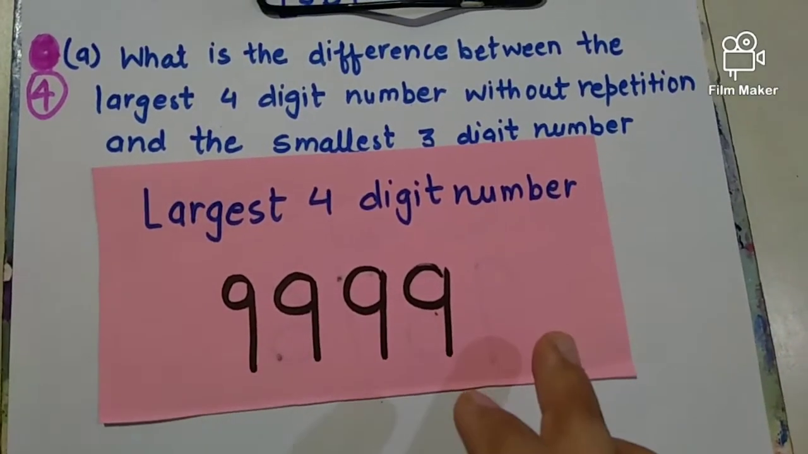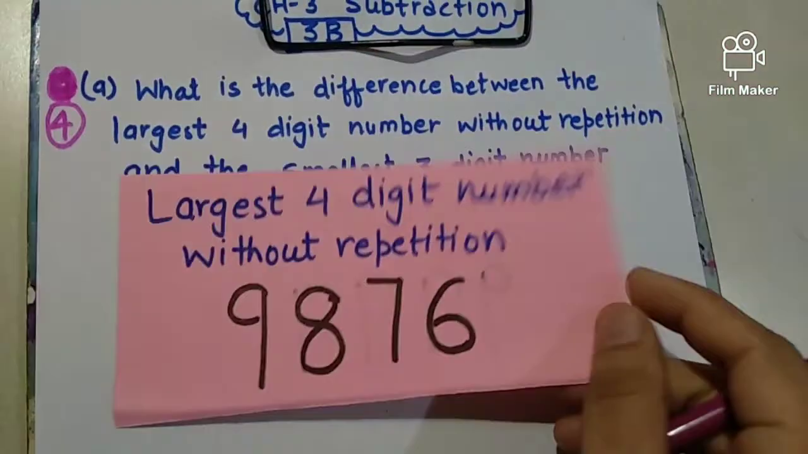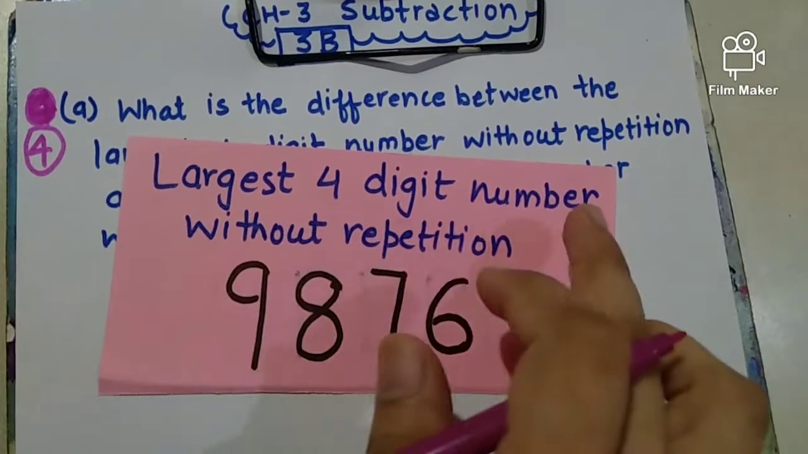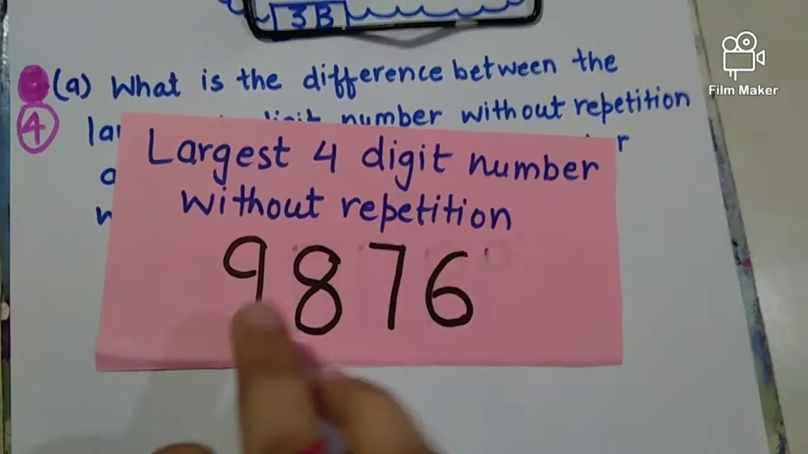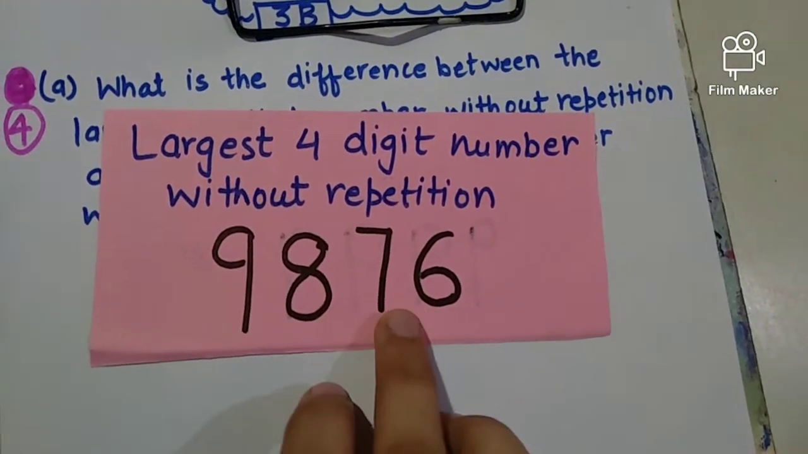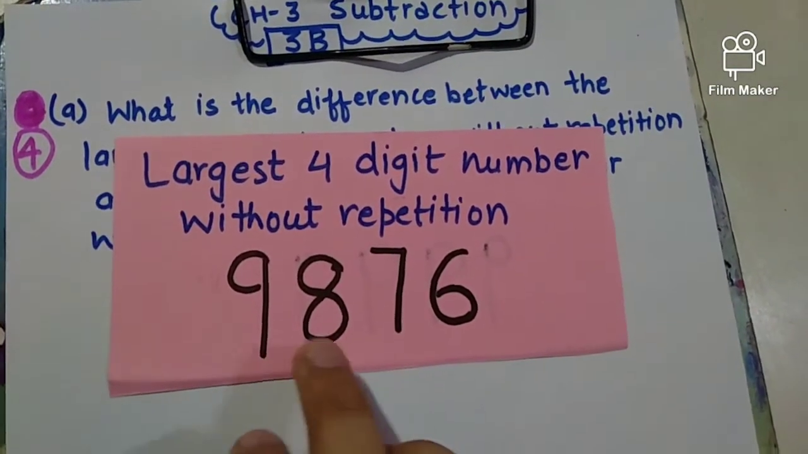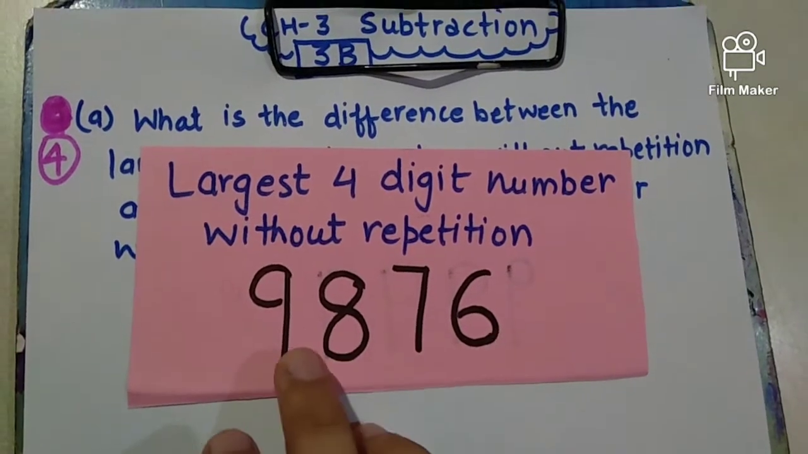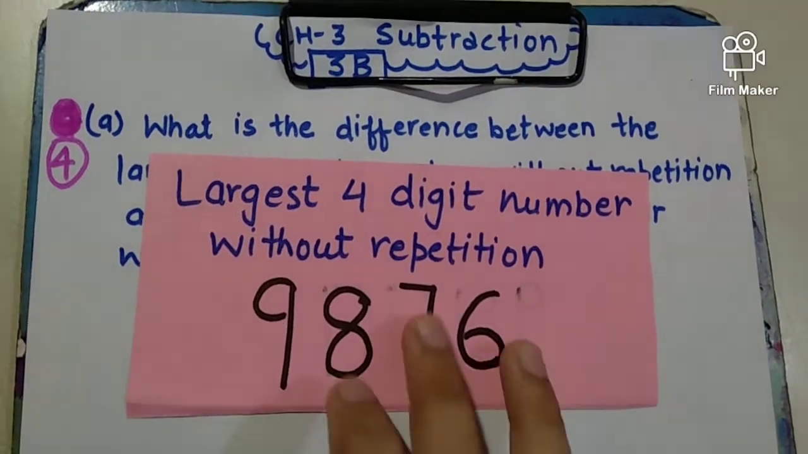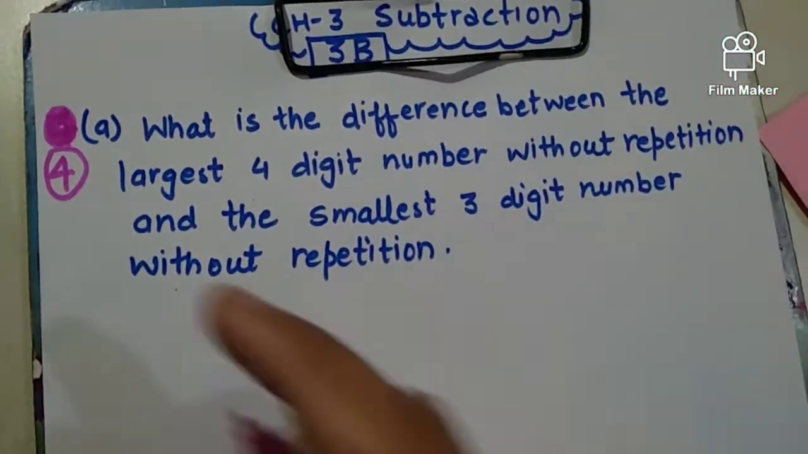ये नंबर अपने आप को रिपीट कर रहा है. So we don't need this number. We need a number that is not repetitive. So we have a number, the largest 4-digit number without repetition. So here is our number, 9876. This is not repetitive. इसमें कोई भी डिजिट रिपीट नहीं हो रही है, तो ये लार्जेस्ट 4-digit number है जिसमें कोई भी डिजिट रिपीट नहीं हो रही है, यानी विदाउट रिपीटिशन. सो हमें कौन सा नंबर लेना है?